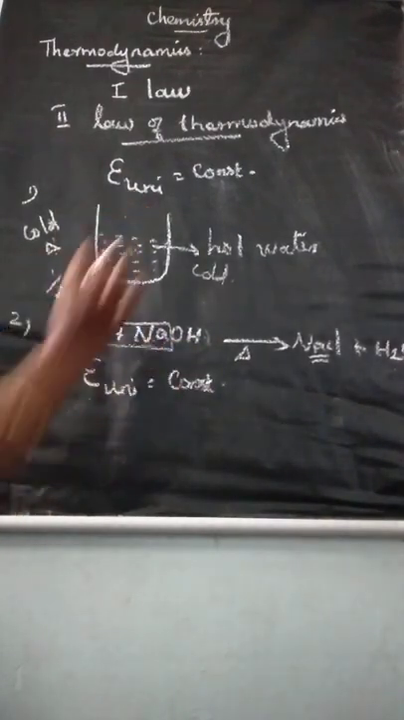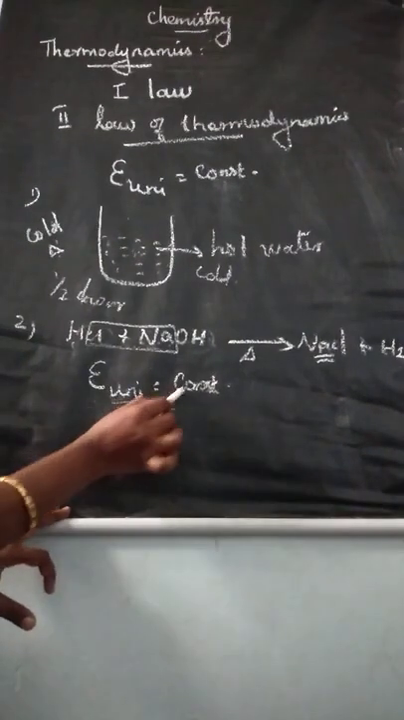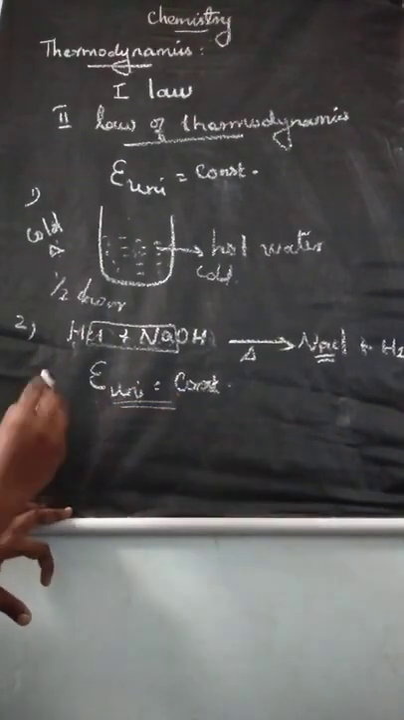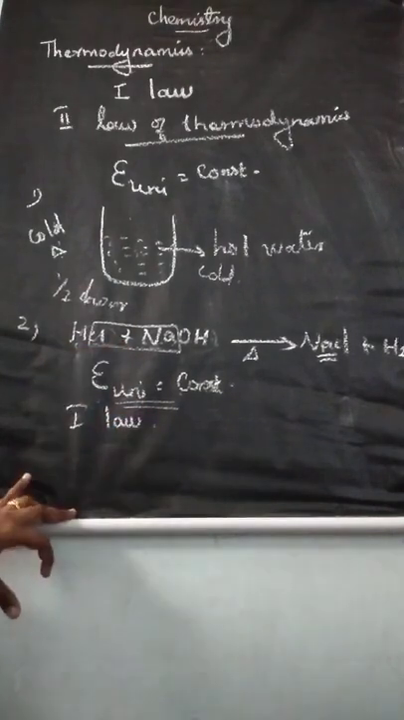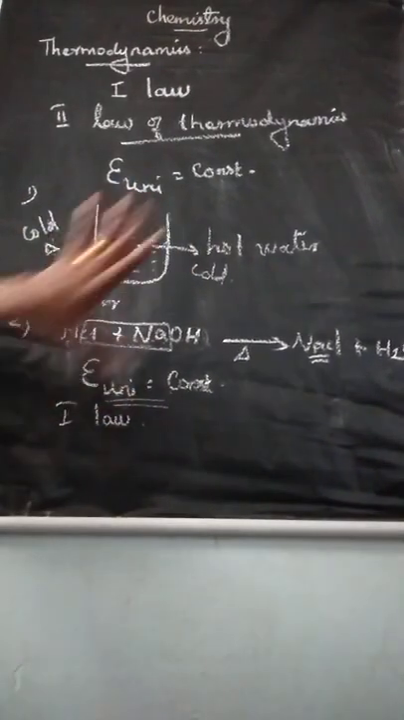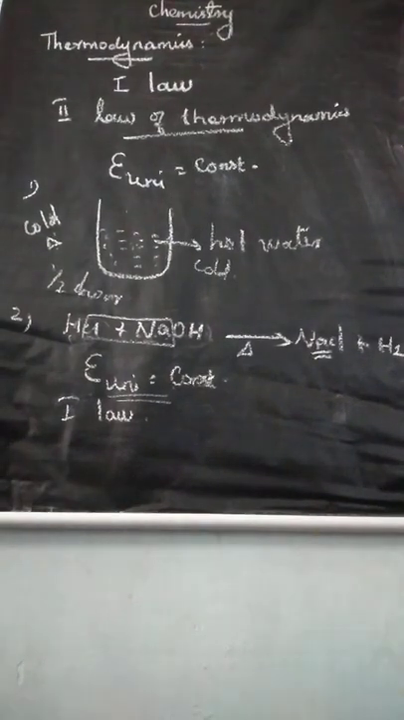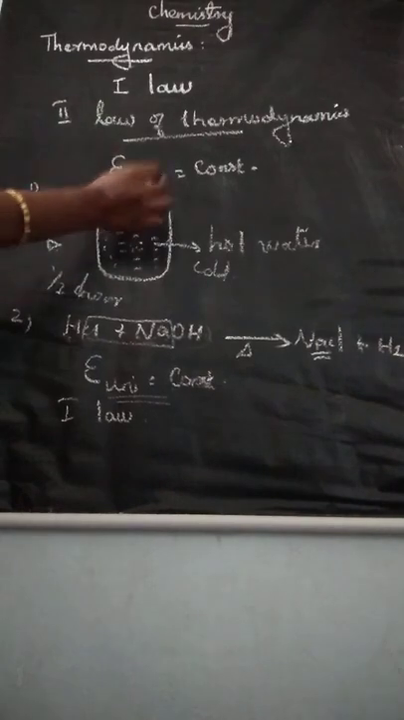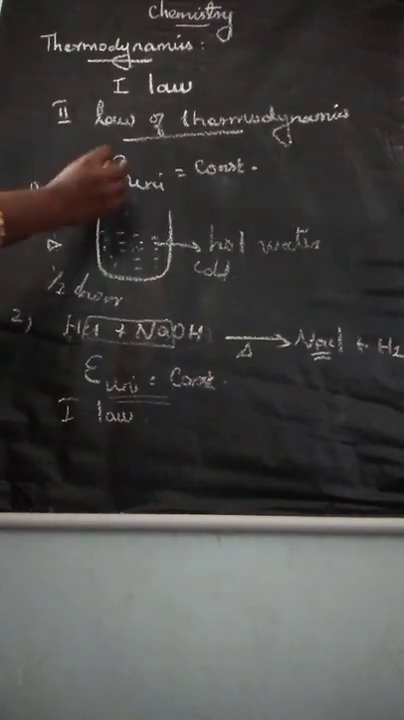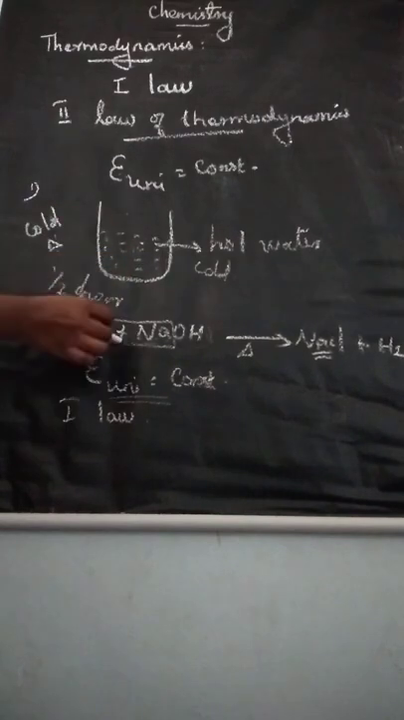Here we are making the statement that the energy of the universe is constant. According to the first law, the energy of the universe is constant. Understand? Listen one more time. According to the first law we learnt, the energy of the universe is constant. Here we can see two examples.